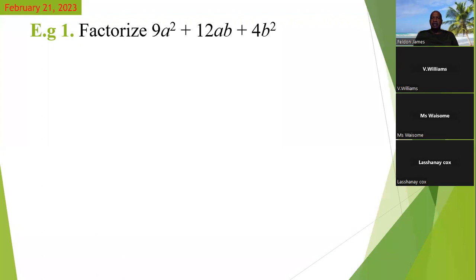So when you're looking at this, you're trying to compare it with the two general forms that we would have looked at previously. But the only difference with these now, you notice that you may have coefficients for the first term and the last term. All right. Let me find out from anybody else if they recognize this as a perfect square and why. Ms. Wasom, do us the honors.